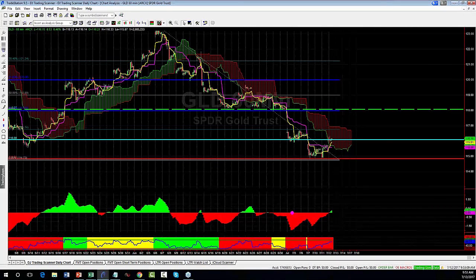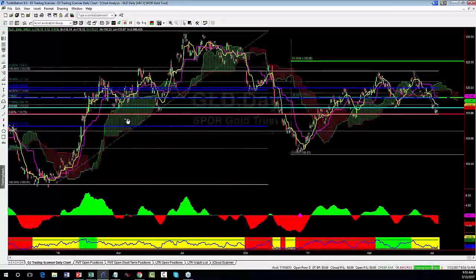Okay, how am I doing on my symbols here? Apple. It's a company I love to hate.